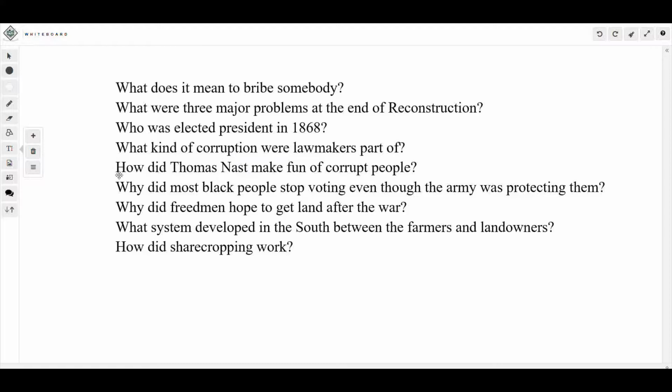Do you remember Thomas Nast? How did he make fun of corrupt people? Do you remember what he did? He drew those cartoons, those pictures, made fun of them. Why did most black people stop voting even though the army was protecting them? It was way too dangerous for them. Way too dangerous. Why did freedmen hope to get land after the war?